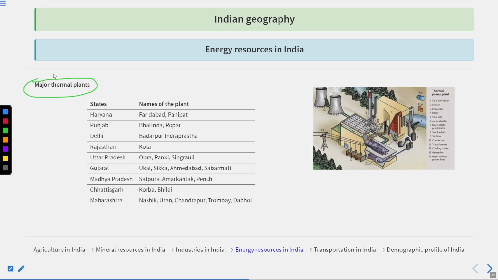Major thermal plants that work on coal. Haryana, plants are Faridabad and Panipat. Punjab, plants are Bathinda and Ropar. Delhi, plants are Badarpur and Indraprastha. Rajasthan, plants are Kota. Uttar Pradesh: Obra, Panki and Singrauli. Gujarat: Ukai, Sikka, Ahmedabad and Sabarmati.